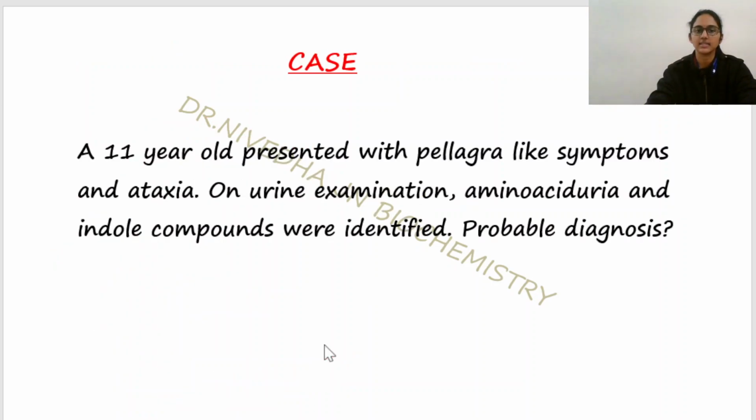Now let's see another case. An 11-year-old presented with pellagra-like symptoms and ataxia. On urine examination, aminoaciduria and indole compounds were identified. So what is your diagnosis? We are finishing off with this case. It is Hartnup's disease. Very good.